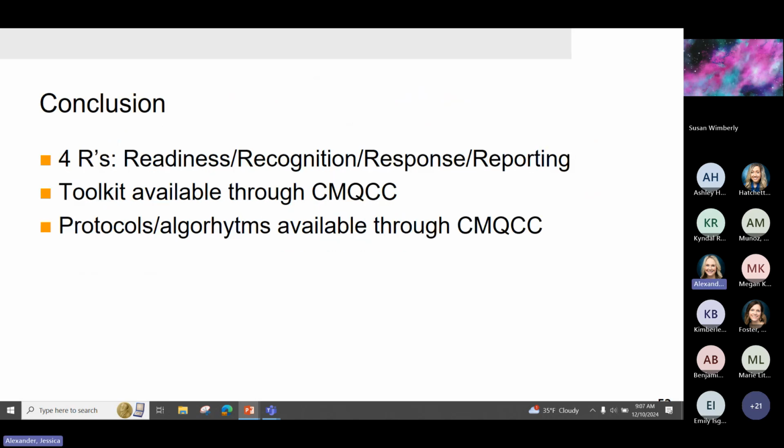So in conclusion of the 4 Rs that we talked about, the readiness, the recognition, the response, and reporting, again, this toolkit is available through CMQCC. The protocols and algorithms are available also there. And I think they're great posters to place around in your labor and delivery for ongoing education.